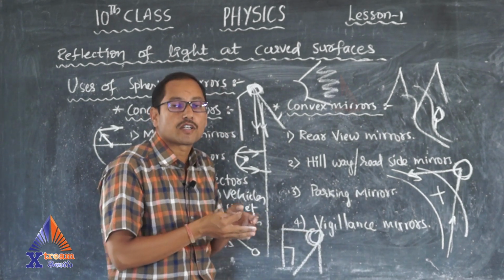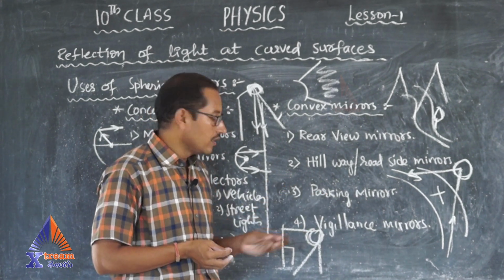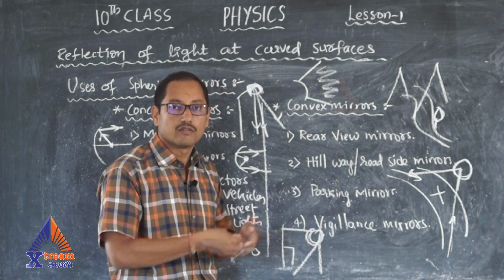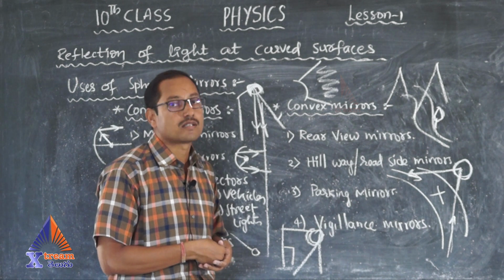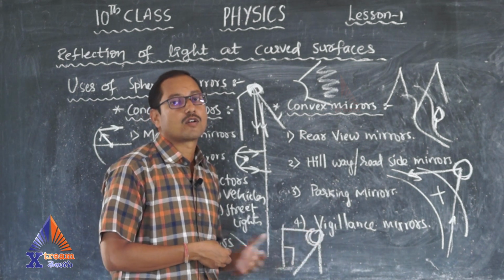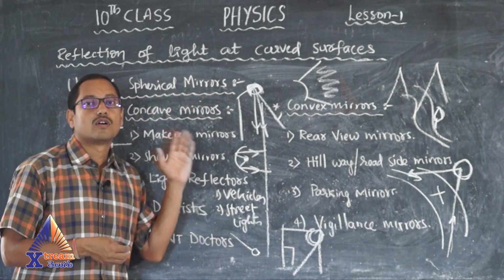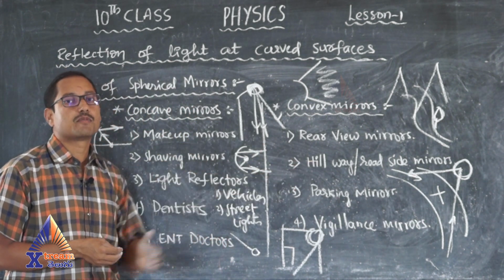Why? Because convex mirrors have wider scope. He used to see the total shop's image in that particular mirror by sitting in his own seat. Such kind of mirrors are called vigilance mirrors. These are the uses of concave and convex mirrors.